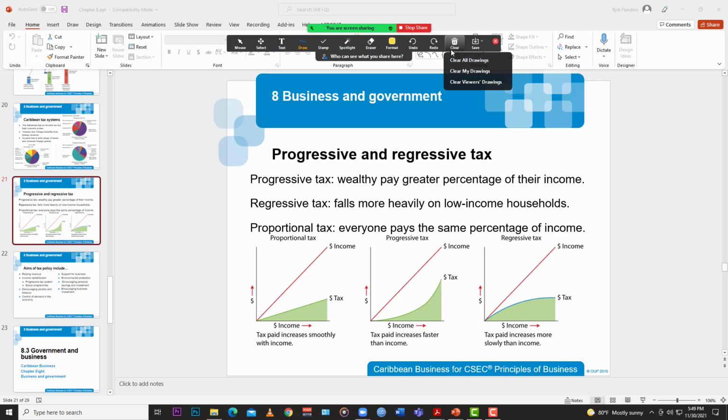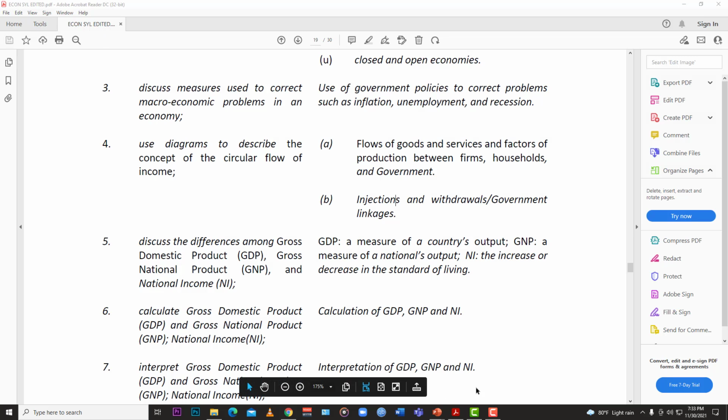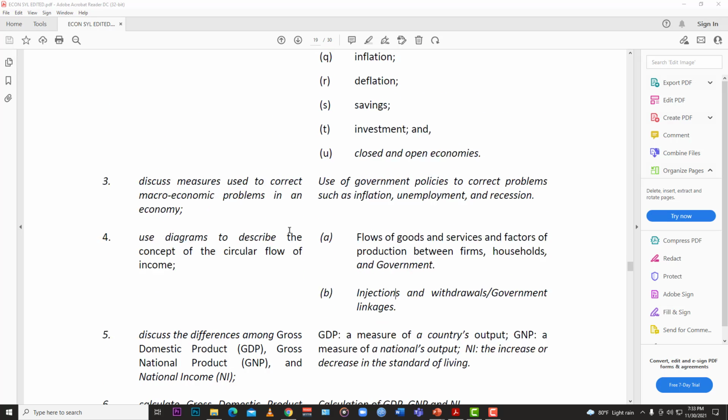So those are the tax systems. We're going to study it for now, and we're going to pick up next time looking at probably section number 5 or 6, GDP, GNP, somewhere along that line.